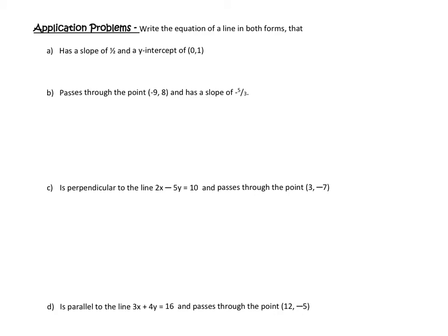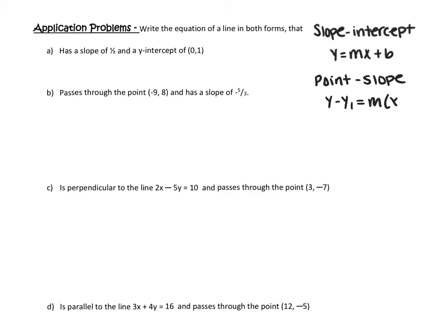Okay, so how can I ask you questions without graphs? So I could say, write the equation of a line in both forms that has a slope of 1/2 and a y-intercept of 0, 1. So if we go with slope-intercept form, I'm actually going to write the two forms here. Slope-intercept is y equals mx plus b, and point slope is y minus y1 equals m(x minus x1). So when I say both forms, these are the two forms I'm talking about.